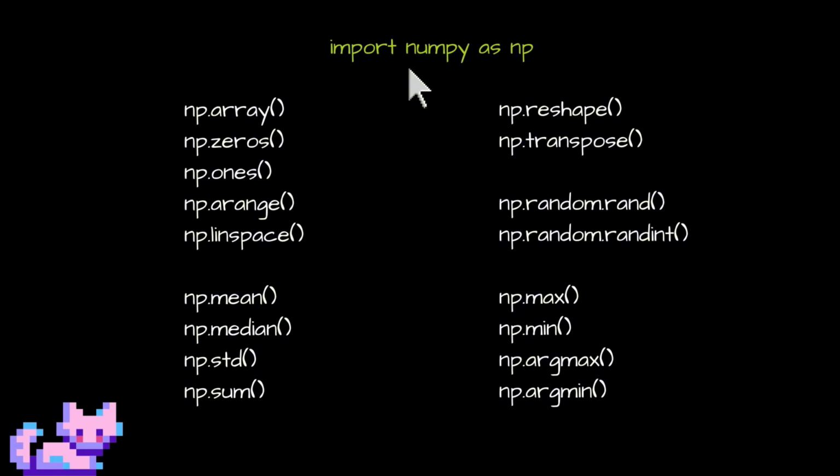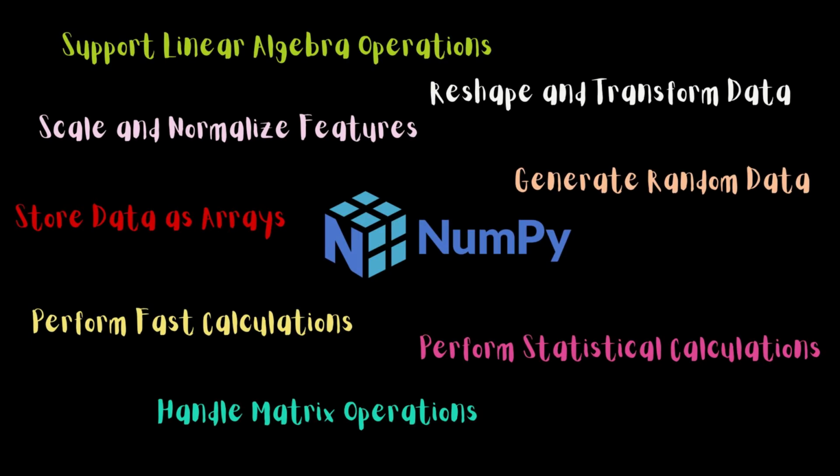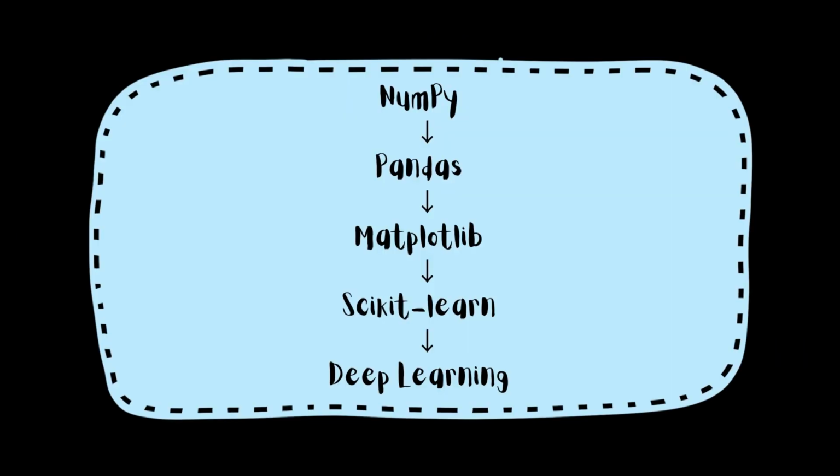To summarize, NumPy is the foundation of machine learning in Python. It stores data, performs calculations, handles matrices, provides statistics, generates random values, reshapes data, supports linear algebra, and helps prepare data for models. If you're starting your machine learning journey, learn NumPy first. Then move on to Pandas, Matplotlib, and finally machine learning libraries like Scikit-learn.